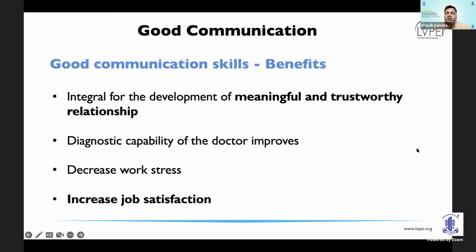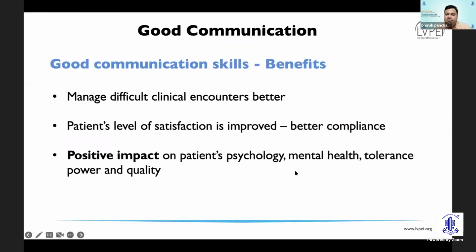So if you look at good communication skills, the benefits are enormous. A few of them are: it is integral for the development of a meaningful and trustworthy relationship between the patient and the doctor. It also improves the diagnostic capability of the doctor. It also reduces work stress, since you know your patient is satisfied, and because of this, your job satisfaction also improves. Right. And with this, you can also learn to manage difficult encounters.